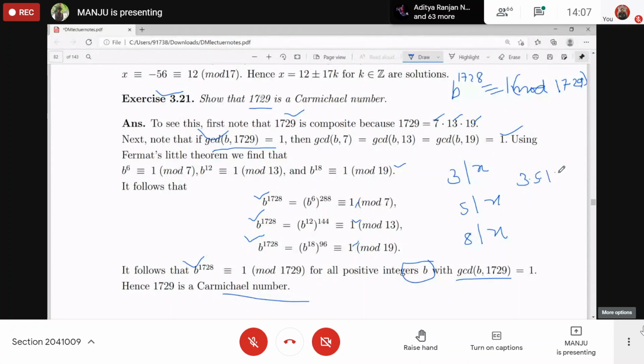Yes, ma'am. Here, from this, means to say 7 satisfies this equation. Means to say b to the power 1728 minus 1 is divisible by 7, divisible by 13, divisible by 19. And these are pairwise coprime, pairwise relatively prime. That's why their product also divides that number, b to the power 1728 minus 1. From there, I can write this modulo. Clear? Yes, ma'am.